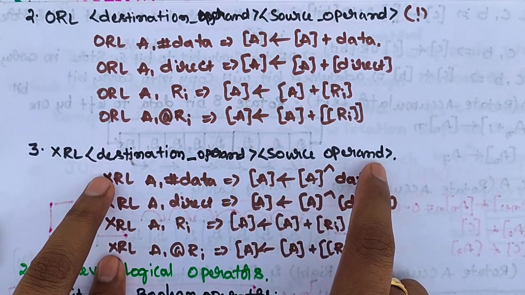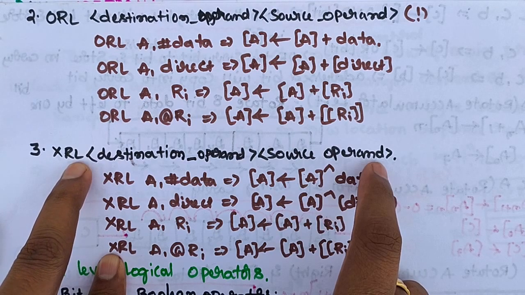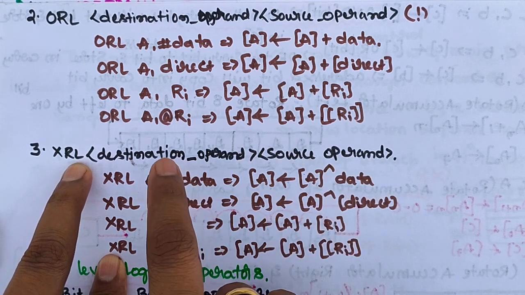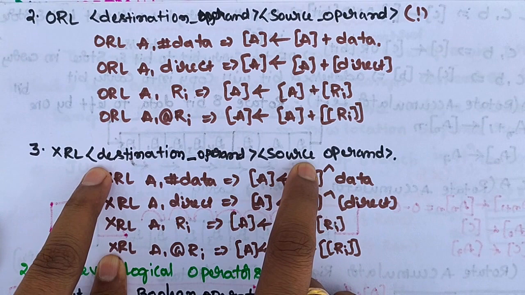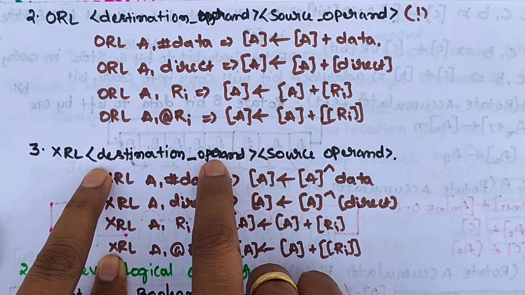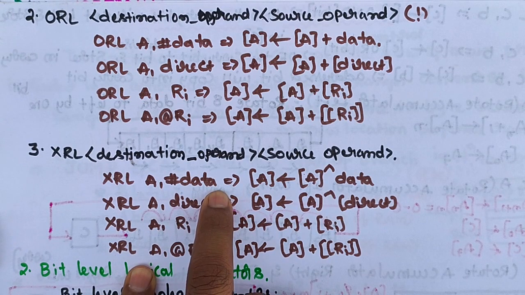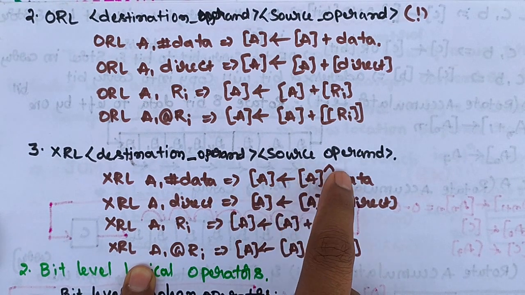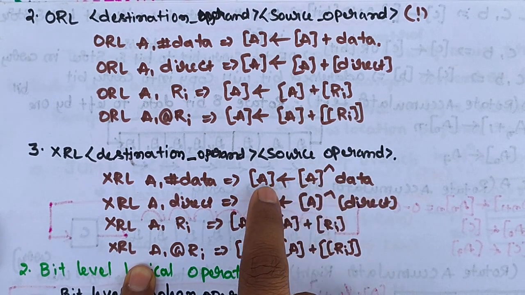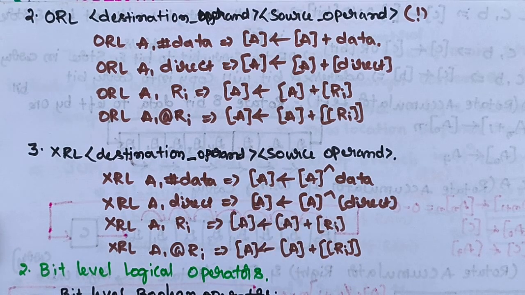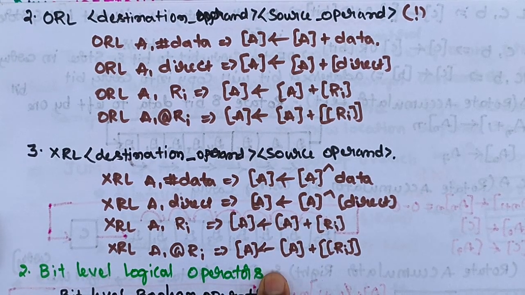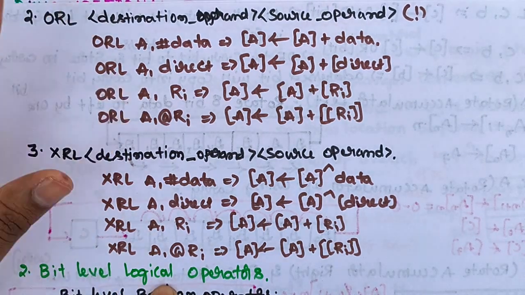The XOR operation is also the same. The XRL instruction is used to perform the XOR operation. The destination and source operands get XORed, and the result is stored into the destination operand. XRL A, #data: 8-bit data and the content of the accumulator get XORed and the result is stored in the accumulator itself. So this is about byte level logical operators.